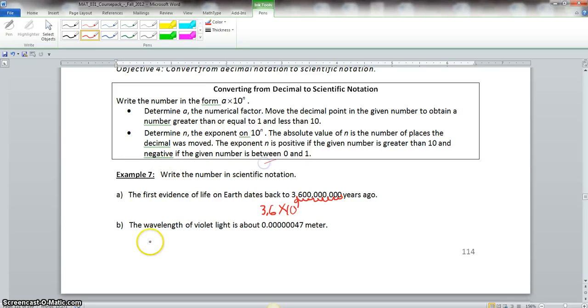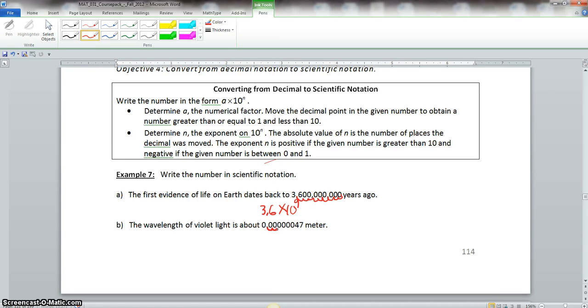Okay, now we come to B. It says the wavelength of violet light is about 0.00000047 meters. So now we have to move this decimal till we have one digit in front of it that is not 0.